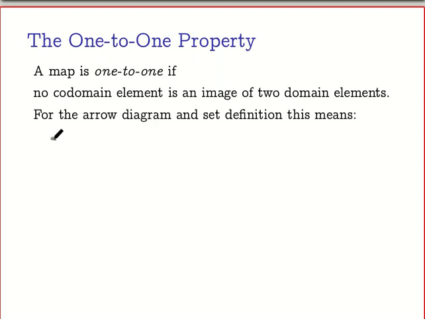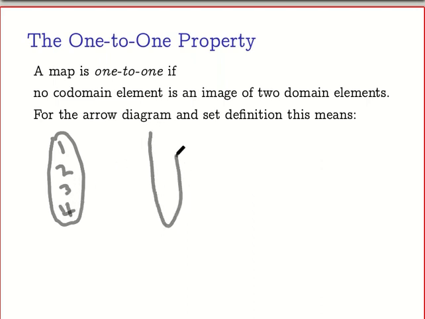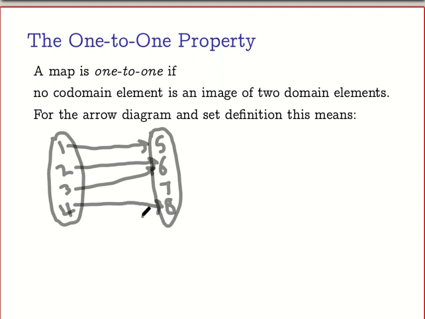Okay, let's consider the following map. We have the domain with say 1, 2, 3, and 4 as elements, and we have a codomain with elements 5, 6, 7, and 8, and we'll let 1 be paired with 5, 2 paired with 6, 3 paired with 6, and 4 paired with 8.